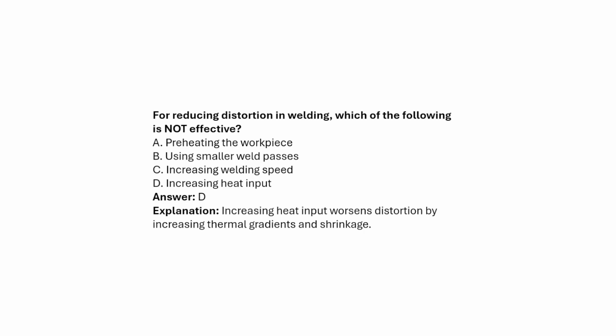So if we use the smaller weld pass, it will reduce the distortion, and if we use a bigger weld bead and multiple passes, it will increase the distortion. Option C, increase the weld speed. If we increase the weld speed, it will reduce the distortion, and if we decrease the weld speed, then it will increase the distortion because the thermal difference is much higher, and the heat input increases.